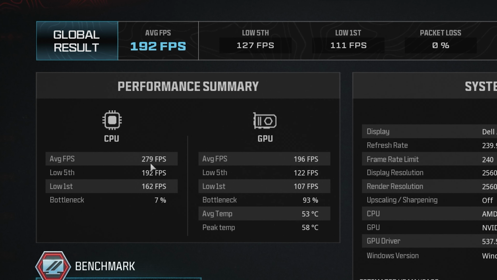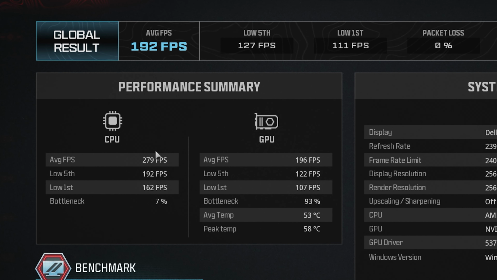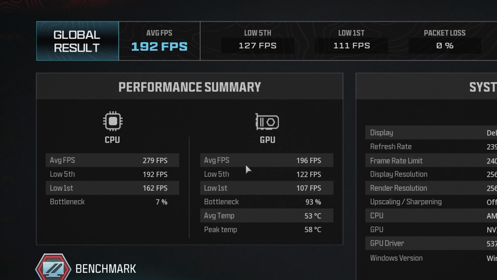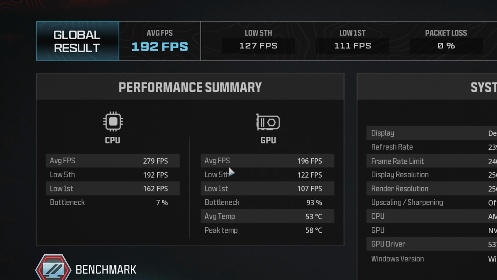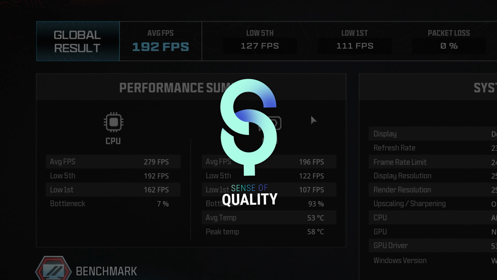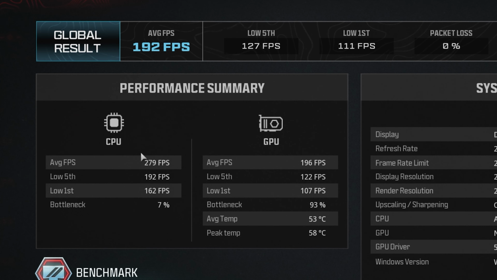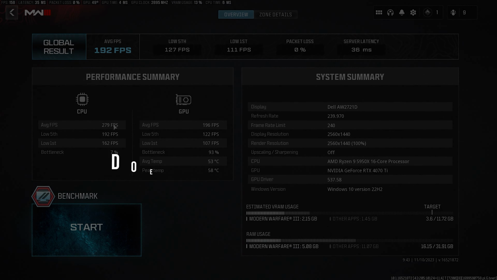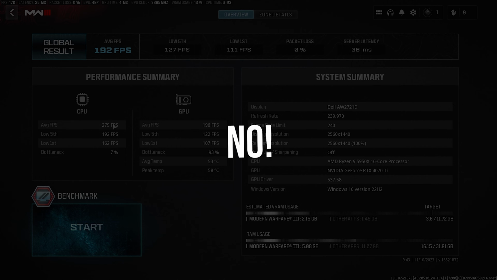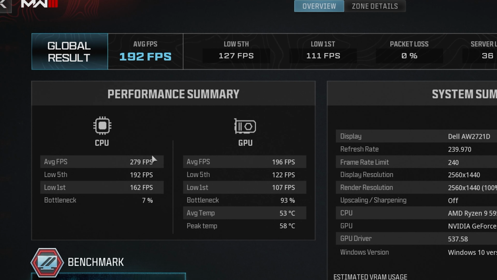So reading that right there, what does this tell me? This tells me that if I upgraded my GPU, or if I optimized my computer for maximum GPU efficiency, SenseQuality.com, we got you guys covered, then your computer can get up to 280 FPS. Does it mean it will? No, it doesn't 100% mean it will, but it can. Your computer is ready for 280 FPS here.